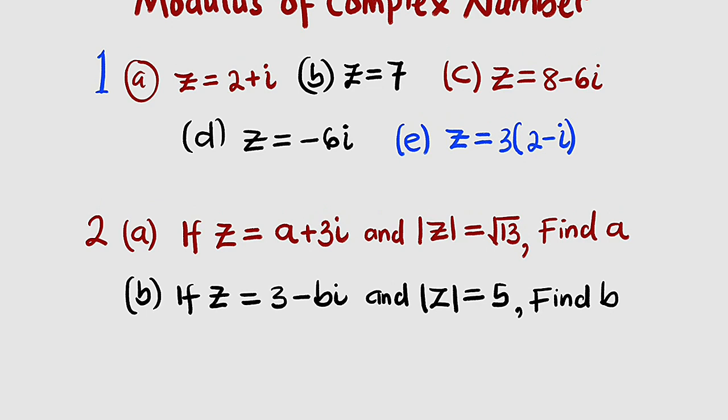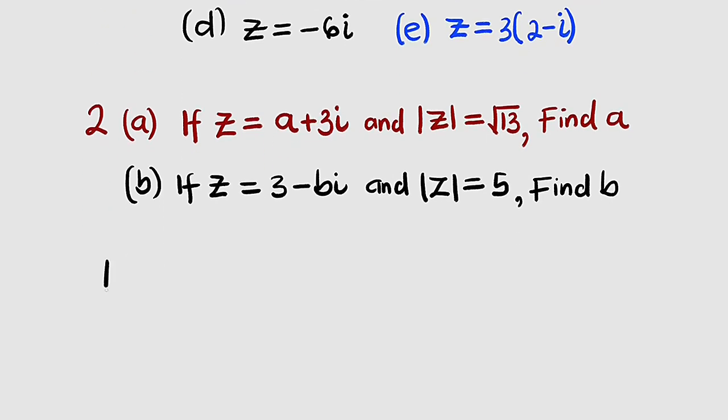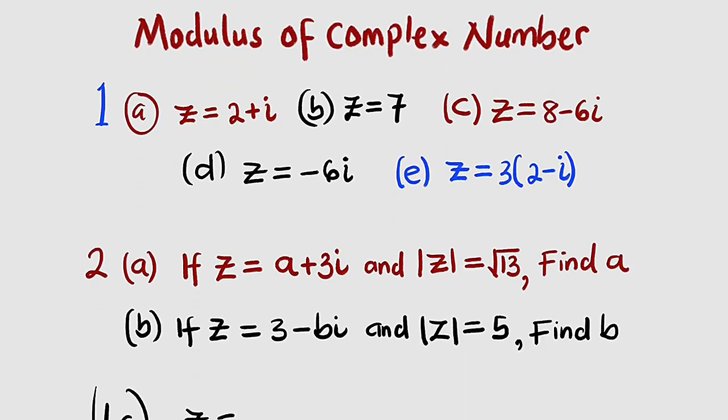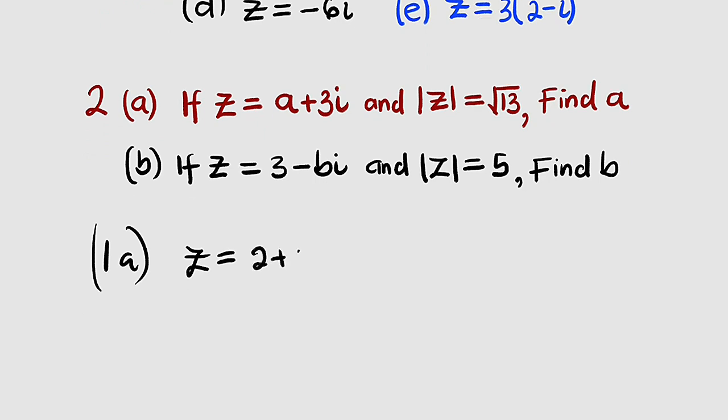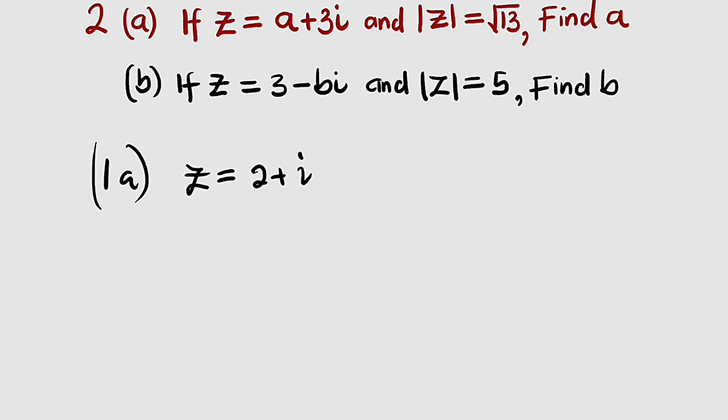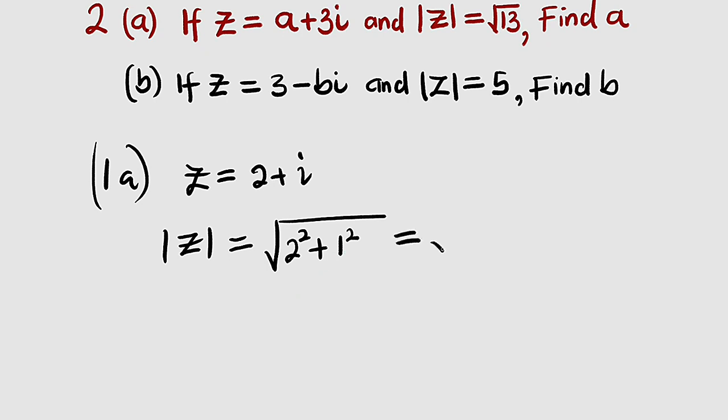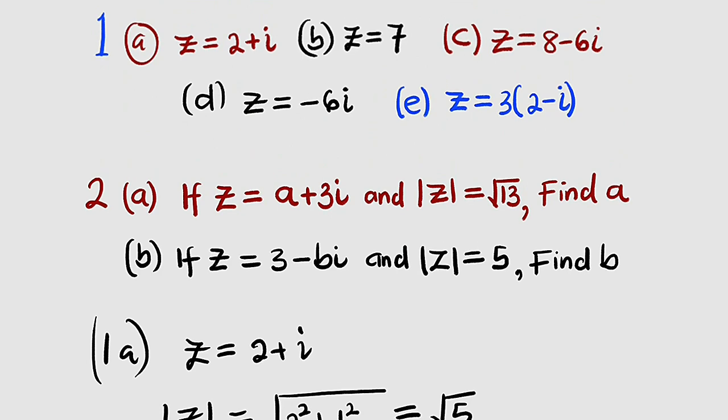The first question, 1A. We are given that Z is equal to 2 plus i. What will be the Z modulus? Z modulus will be the square root of A squared plus B squared. A here is 2 squared and B is the coefficient of i, which is 1 squared. 2 squared is 4, 1 squared is 1, so 4 plus 1 is 5. So this turns out to be square root of 5. As simple as that.